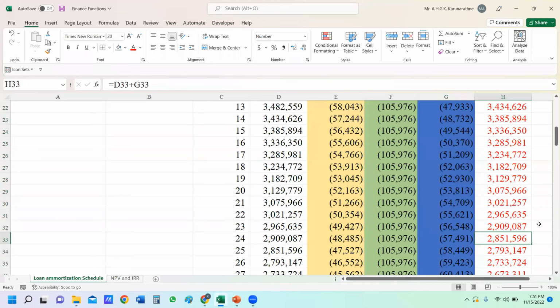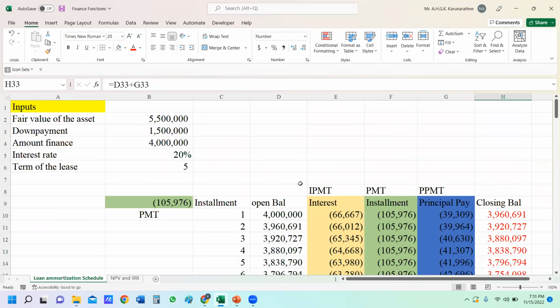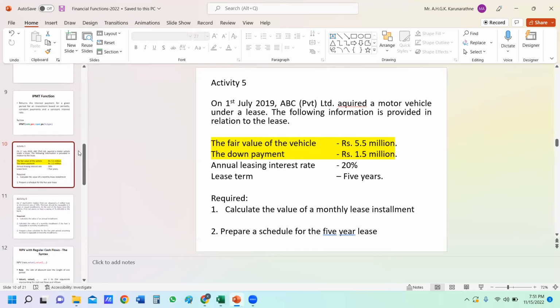Okay. So that's it. That's about the loan amortization schedule. Check whether there's another activity there.